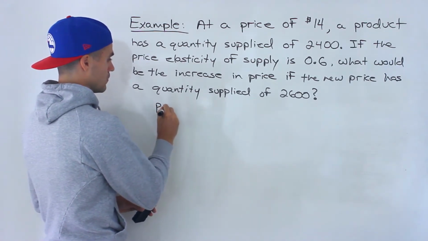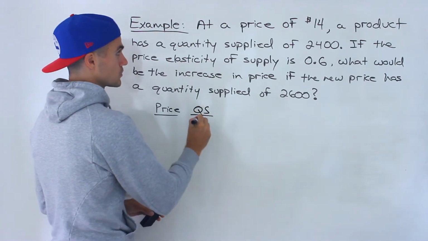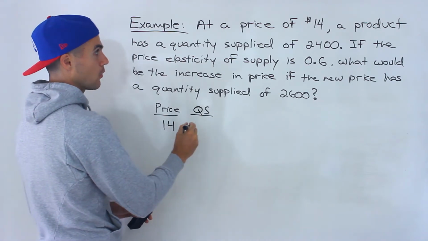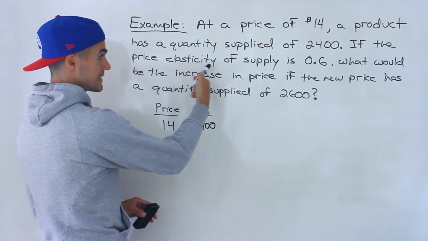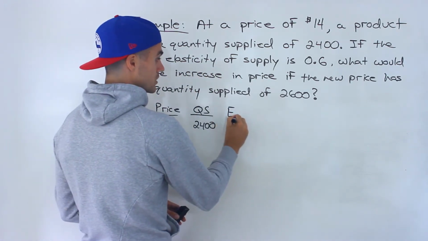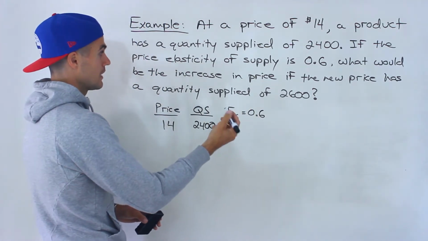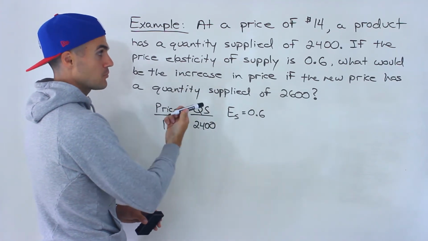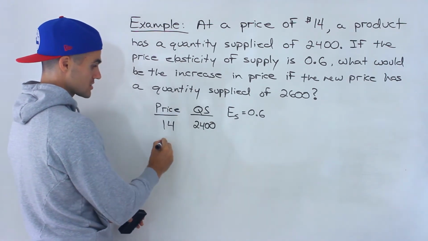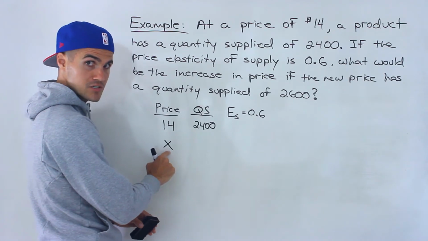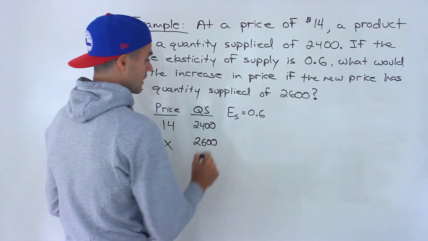Now, we're given some information about the price of a product and the quantity supplied. We're told that at a price of 14, the quantity supplied is 2,400. We're also told that the price elasticity of supply is 0.6, so that's the coefficient. Before we were calculating this coefficient, now we're given it. And then we're asked what would be the increase in price if the new price has a quantity supplied of 2,600. So for some other price, we'll call it X, that's what we're going to be solving for. That new price is going to have a quantity supplied of 2,600.